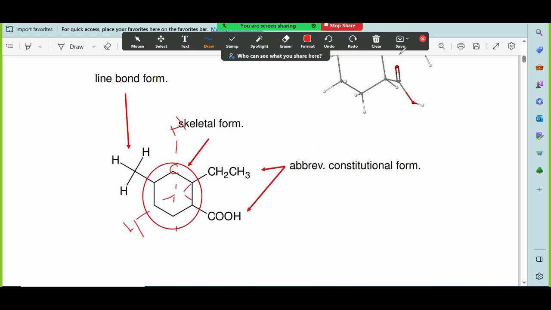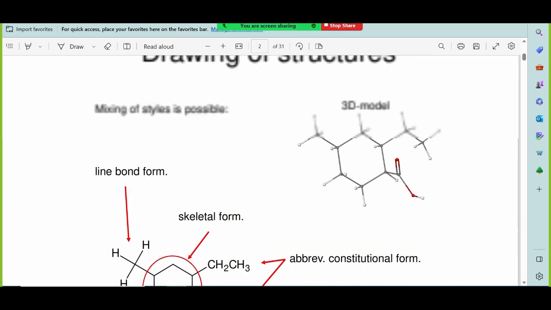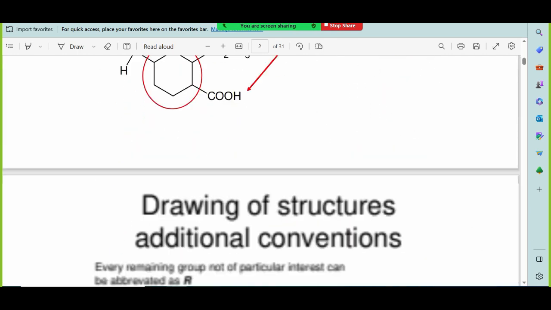Okay. Yeah, we can have a mixing of styles, and all of them are okay, unless you are asked to draw in a specific structure. Everything you can write the way you want.